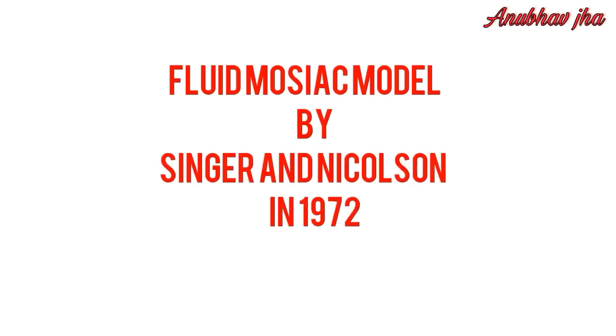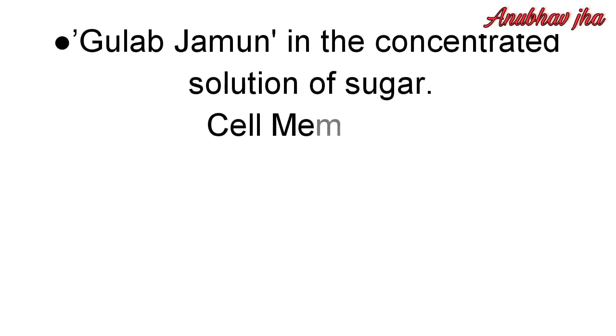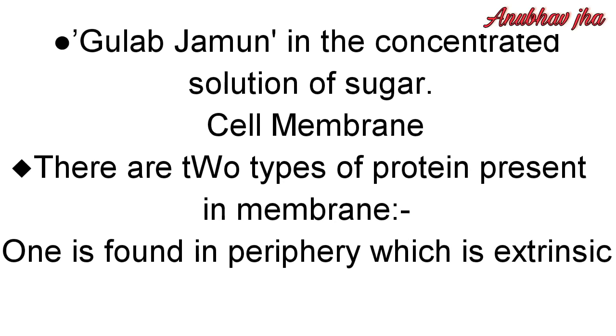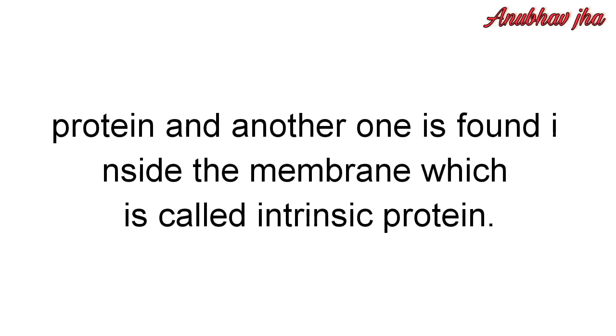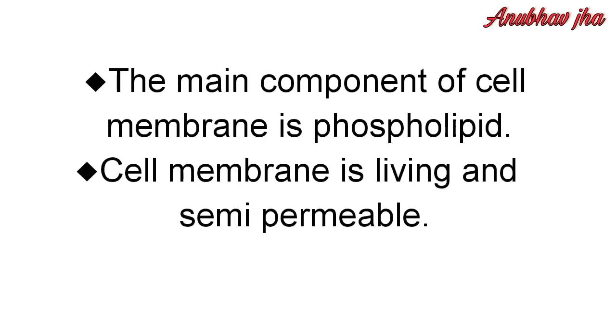3. Fluid mosaic model by Singer and Nicolson in 1972. This is the most widely used and accepted model for the plasma membrane. It is like protein icebergs in a sea of phospholipid, or gulab jamun in a concentrated solution of sugar. There are two types of protein present in the membrane: one is found in the periphery, which is extrinsic protein, and another is found inside the membrane, which is called intrinsic protein. The main component of the cell membrane is phospholipid.